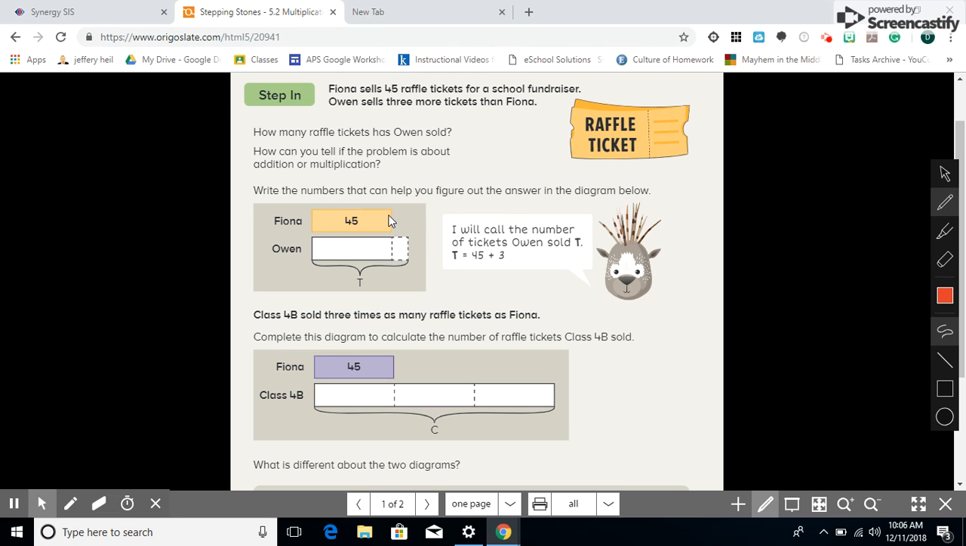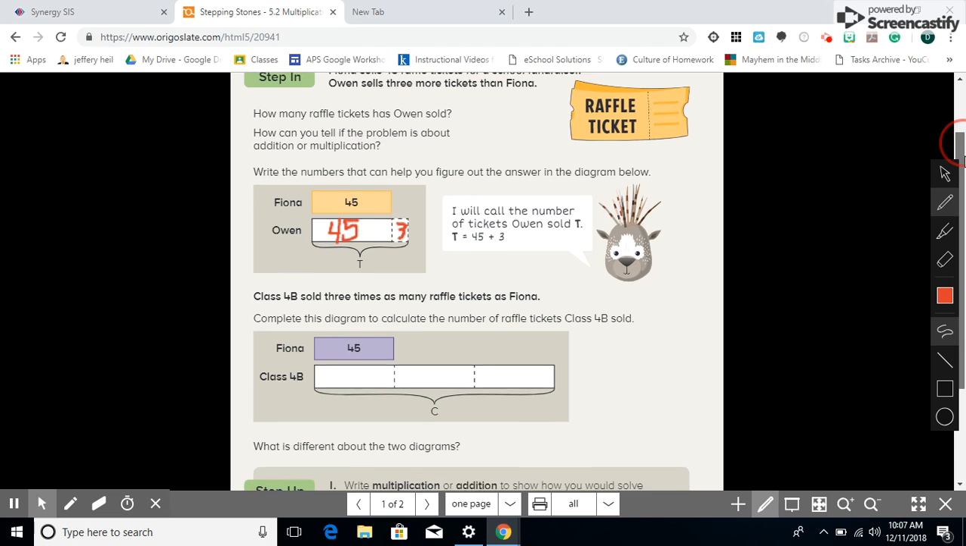So if I was going to do this, I would say, okay, he sold at least 45 because it said he sold 3 more. And then he sold 3 more tickets than Fiona did. So our little porcupine over here says, I will call the number of tickets Owen sold T. So T equals 45 plus 3.